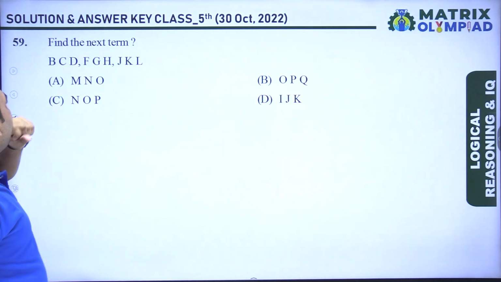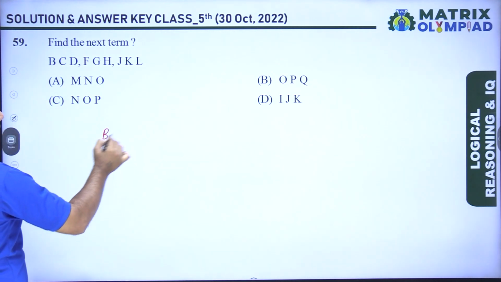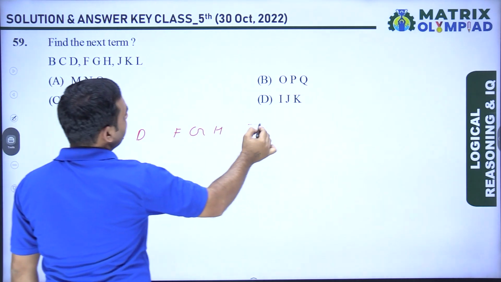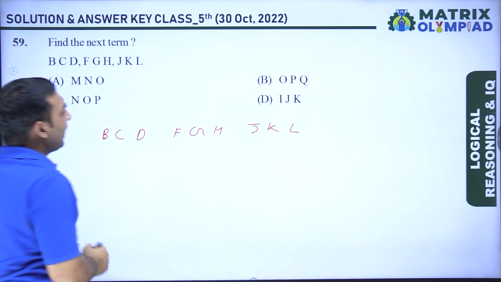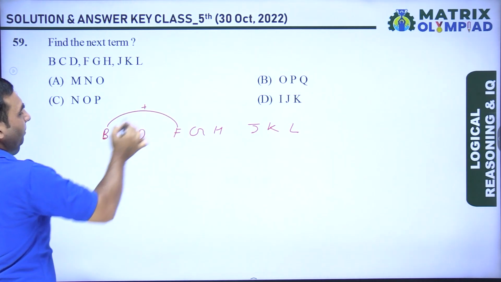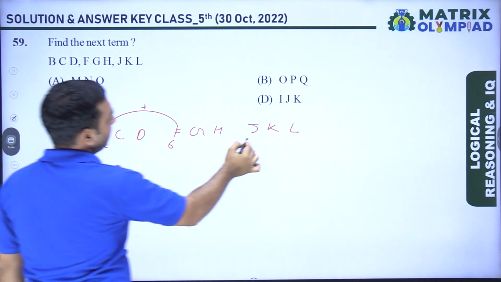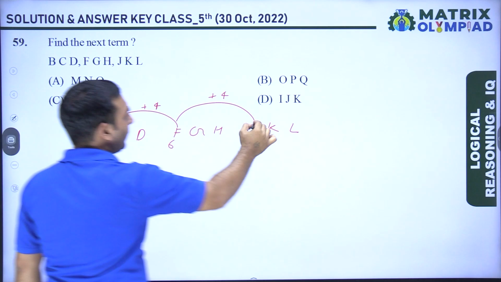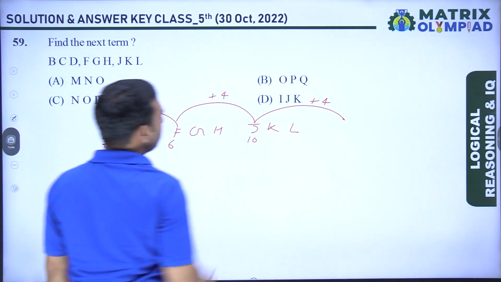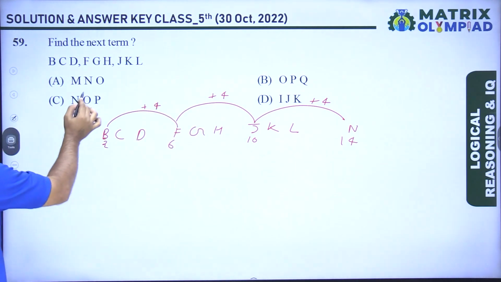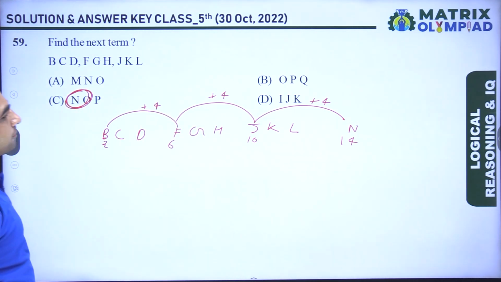Next question is find the next term: B, C, D, F, G, H, J, K, L. As you see, B is 2, then 6, 10, each plus 4. Then we also add plus 4 to get 14, and 14 means N. N is the next term, so option C is our correct answer.